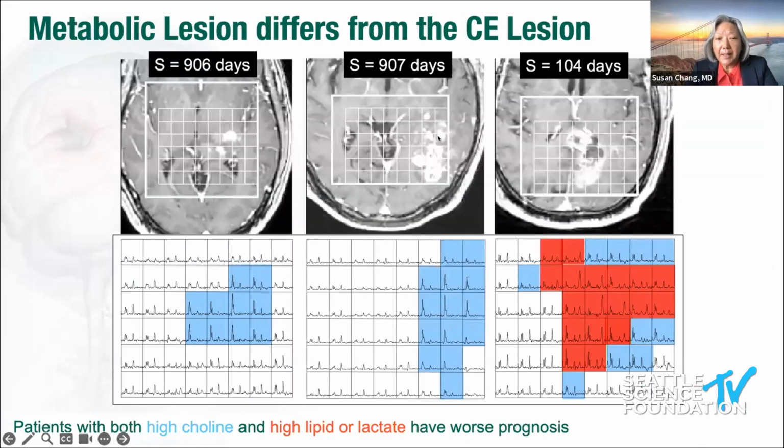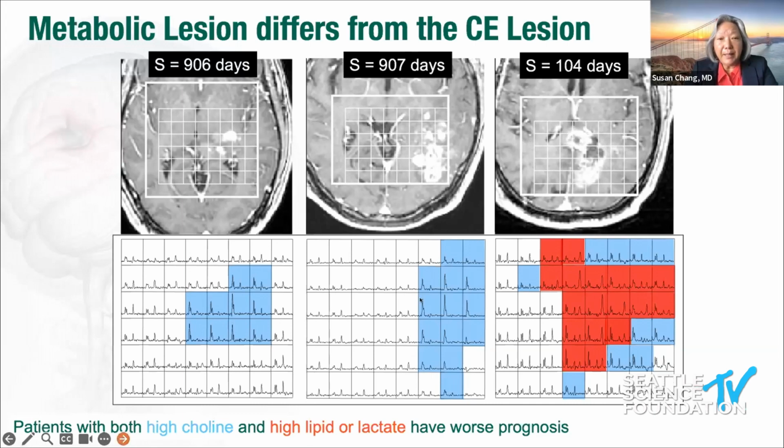So we've shown that the metabolic lesion is different from the contrast-enhancing lesion. If they were synonymous, then there'd be very little advantage doing metabolic imaging. But what we've characterized here is that despite the areas of enhancement you see demonstrated on this scan, the metabolic abnormality is way beyond it, which speaks to the infiltrative nature of this tumor. And so what we've been able to show is that patients with both high choline and high lactate or lipid inherently have a worse prognosis when we look at their outcomes, irrespective of potentially the size of the tumor itself.